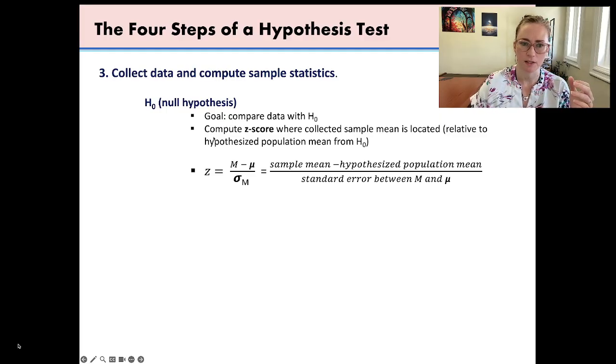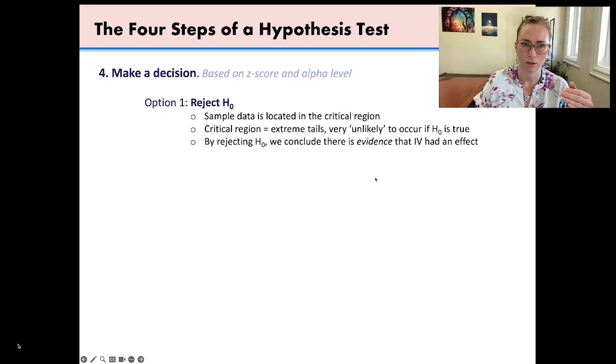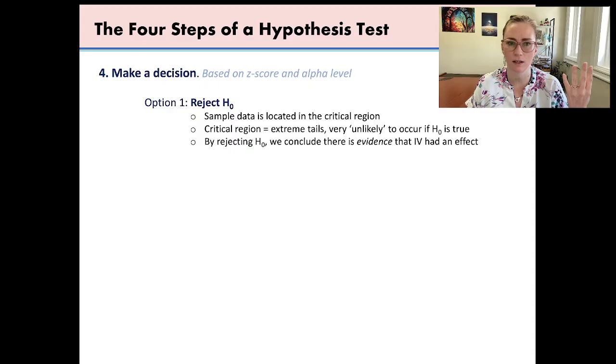And so this is my z-score calculation, right? M minus mu here, sample mean minus the hypothesized population mean, this is the H null, over the standard error. And then step 4, once I've calculated it, I make a decision. Do I reject the null hypothesis?